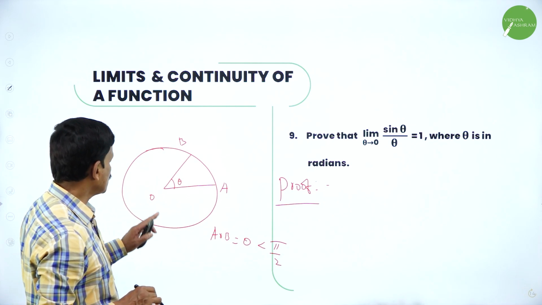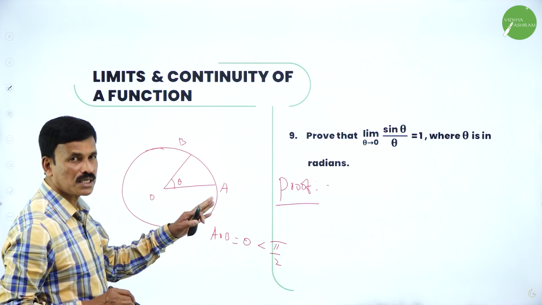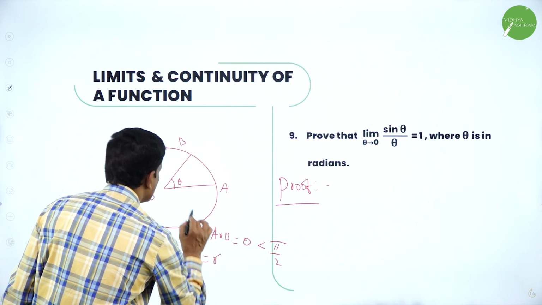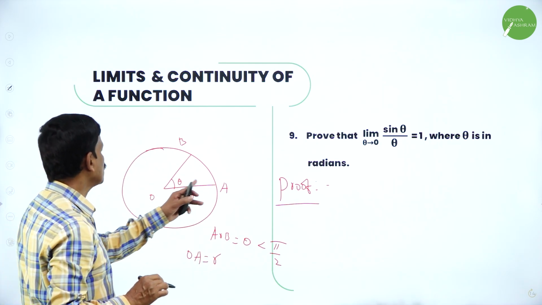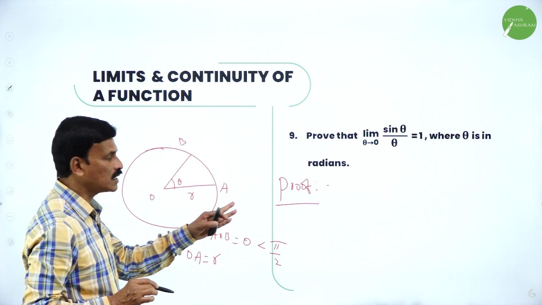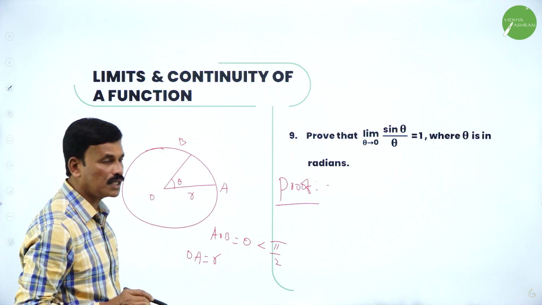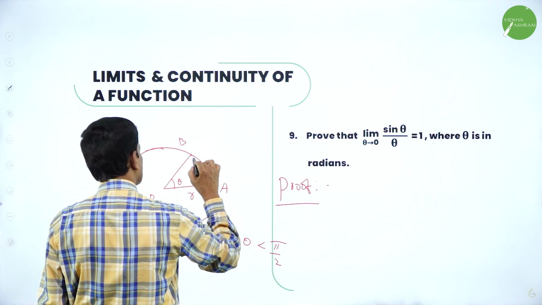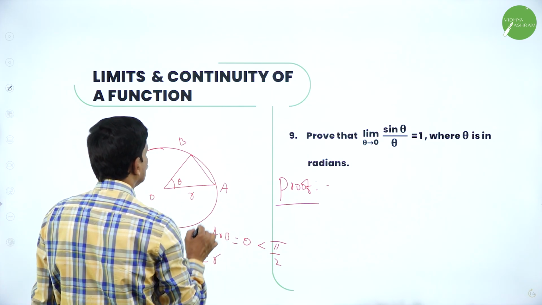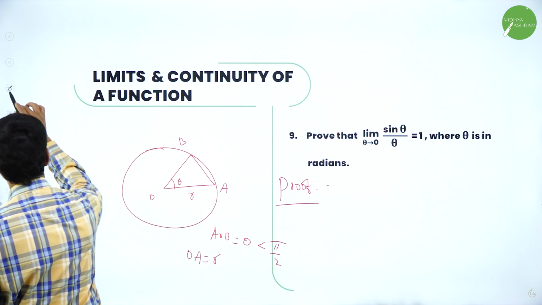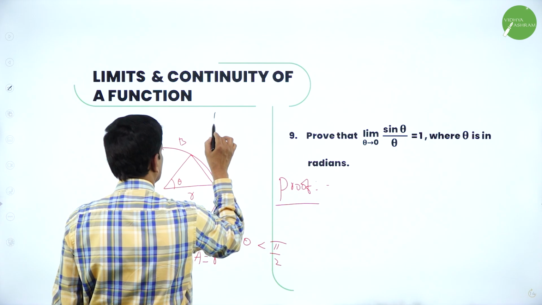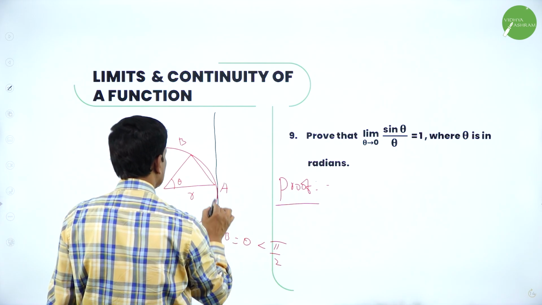Let us consider a circle with O as center and R is the radius. So, therefore, OA is equal to R, the radius of the circle. Mark the points A and B on the circle such that angle AOB is equal to theta radians. Now, join OA, OB, and also join AB. Then, at A, draw a tangent to the circle.